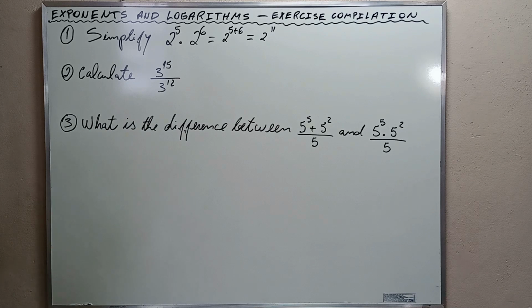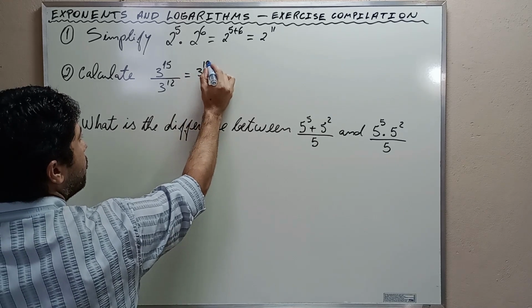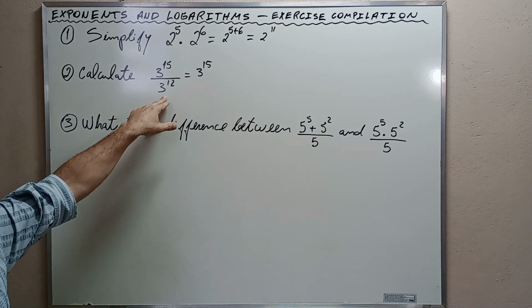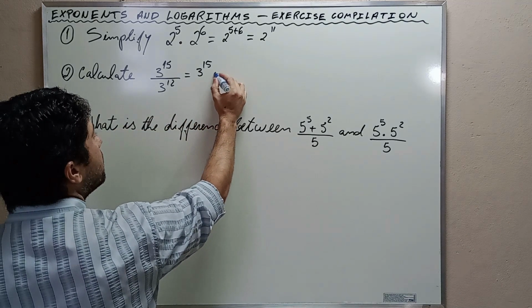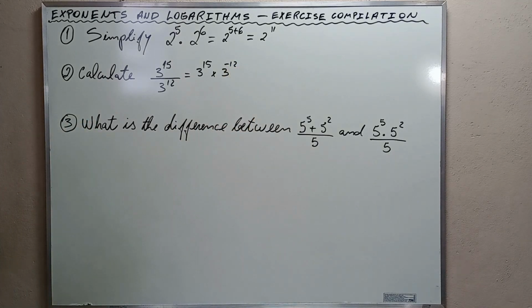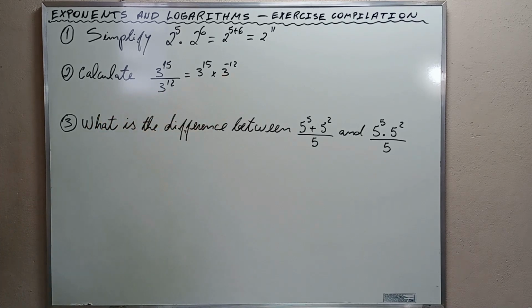Let's go to exercise number 2. Calculate this: 3 raised to the 15th power divided by 3 raised to the 12th power. What can we do? We are going to apply the property. It is going to be 3 to the 15th, and we are going to put this number in the numerator. How can we do this? We proceed as follows: times 3 raised to the power of negative 12. This is how we convert from the denominator to the numerator.